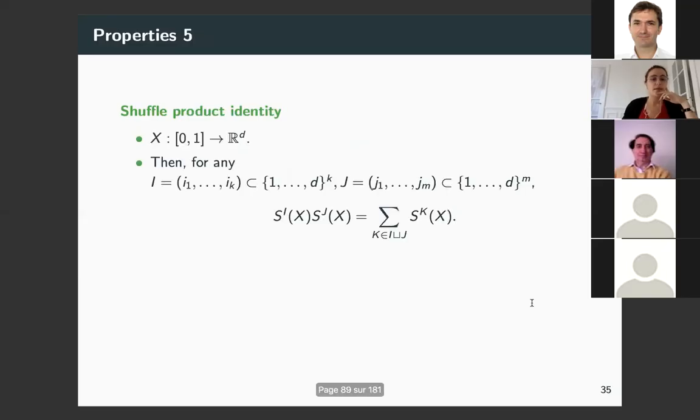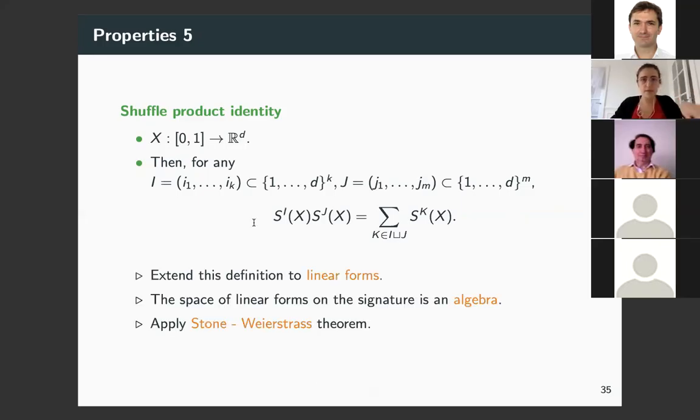So why is it important? You have a nice identity: if you take the product of the signature coefficients corresponding to the index I with the one corresponding to the index J, it just equals the sum of all the shuffles of I and J of the signature coefficients. So basically, when I multiply signature coefficients, this is again linear in the signature. You have a similar identity for linear forms of the signature. This tells us that if you take a product of two linear forms of the signature, it's again a linear form on the signature.